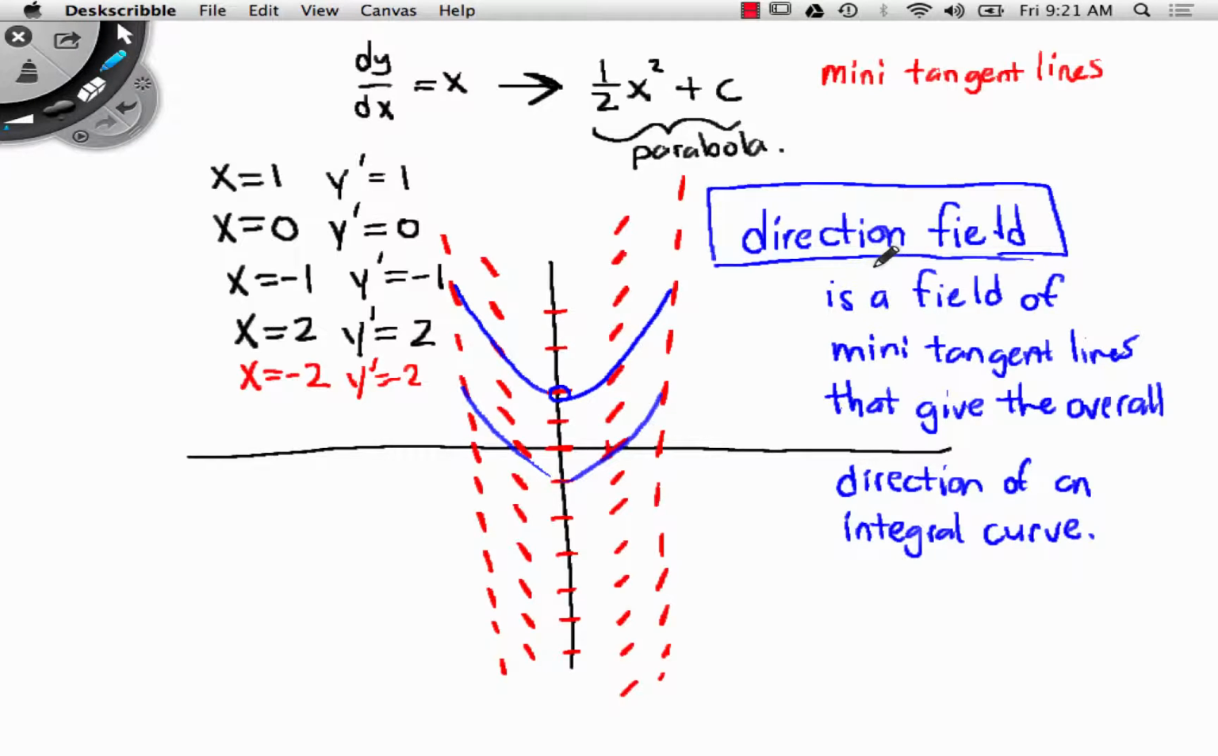Right, exactly. Since we already know that the antiderivative of this is a parabola, what I just did was take the equation itself, the dy dx equals x, and I was able to graph the integral curves without actually doing the antiderivative.